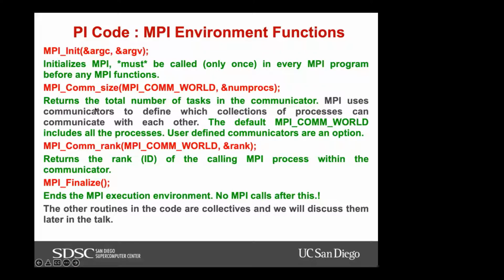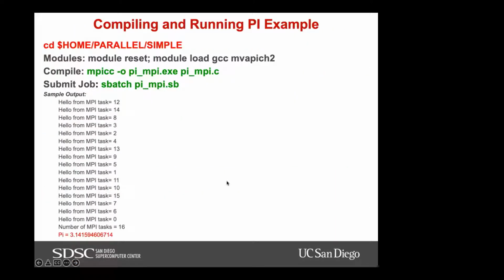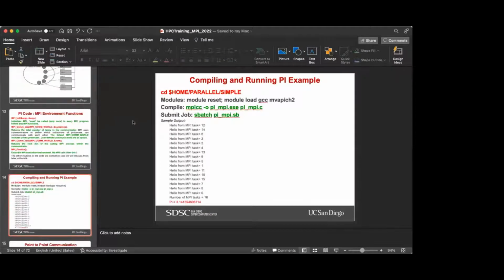Just to go over the minimum functions that you need: MPI init has to be called once in every MPI program. COMM size, as I mentioned, tells you the total number of tasks in the communicator, and the default communicator includes all the processes. The rank ID comes from MPI COMM rank and so on. To run this job, all we have to do is compile and submit the batch script that's there.